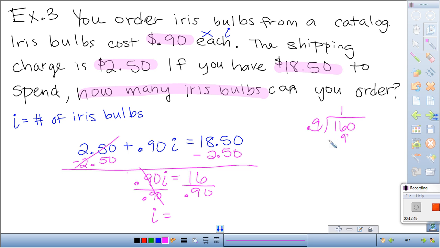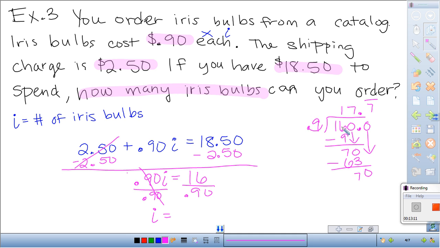9 times 1 is 9. Subtracting, you get 7. Bring down the 0. 9 goes into 70 seven times. 9 times 7 is 63. Subtracting, you get 7. Add your decimal. Add a 0. Bring it down. So again, 9 goes into 70 seven times, and you can tell it's just going to keep repeating this 7. So it's 17.7 repeating.